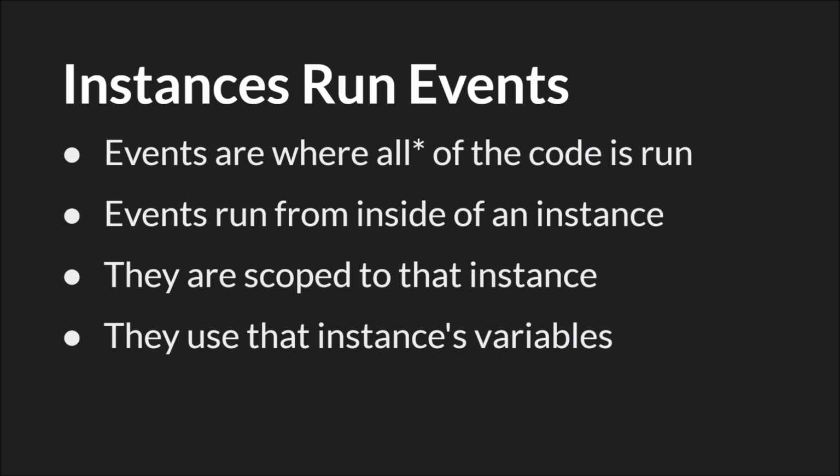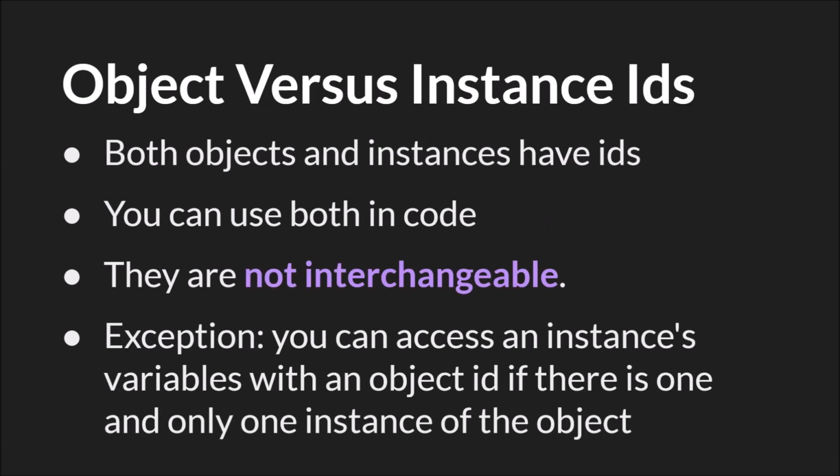The reason there's an asterisk here is because there are some very rare exceptions. There is room creation code, there are shaders, and you might have an extension or something like that that runs code outside of events. But in general, virtually all of the code you write will be run inside of a specific instance's events. And it will be scoped to that instance. That means that that event or script will have access to that instance's variables. We are going to have a whole tutorial on events, and we'll cover all of these ideas in greater depth there. Finally, objects and instances both have IDs, and you can use both object and instance IDs in code.